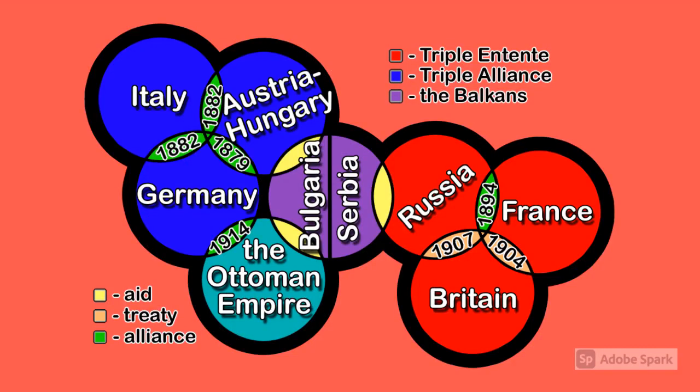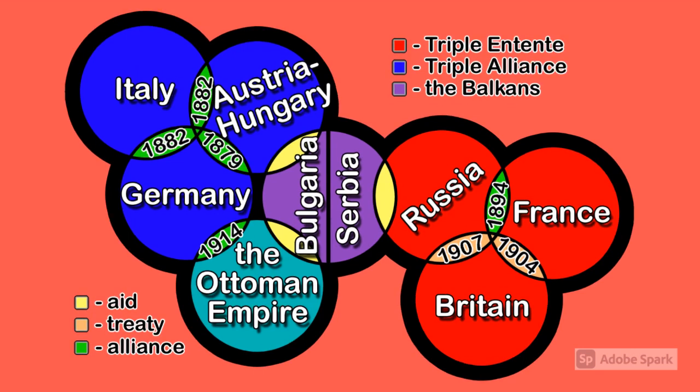There are two alliances that you need to be aware of when it comes to World War I. The first is the Triple Alliance, as you can see on the diagram. The Triple Alliance was made up of Italy, Austro-Hungary, and Germany. The other alliance was called the Triple Entente. That alliance was made up of Russia, France, and Britain. These two alliances made up the two different sides of World War I and are very important to remember when it comes to revision.